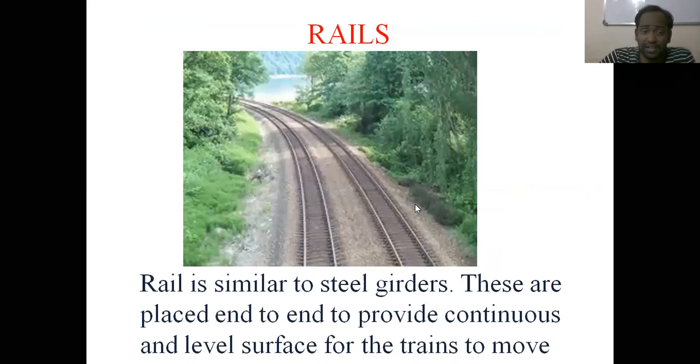So now we discuss rails. Rails are similar to steel girders. These are placed end to end to provide a continuous and level surface for the trains to move. So this is about rails.